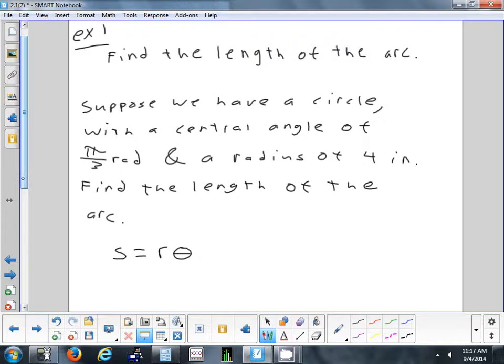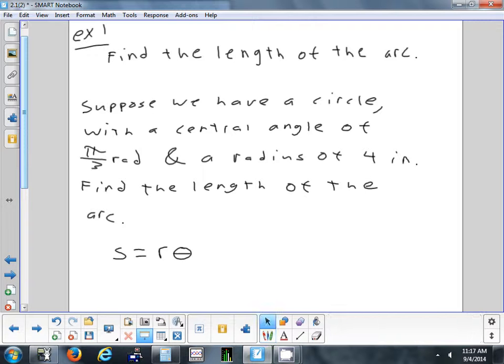All right, so first example, I've kind of written out all the details. When we go on, I'm going to kind of abbreviate because you don't need to write out this much information. But I want you to find the length of an arc. And I'm starting you off with a circle. Inside the circle, I'm going to draw an angle of pi over 3 radians. The circle is going to have a radius of 4 inches. Find the length of the arc determined by that angle and that radius.